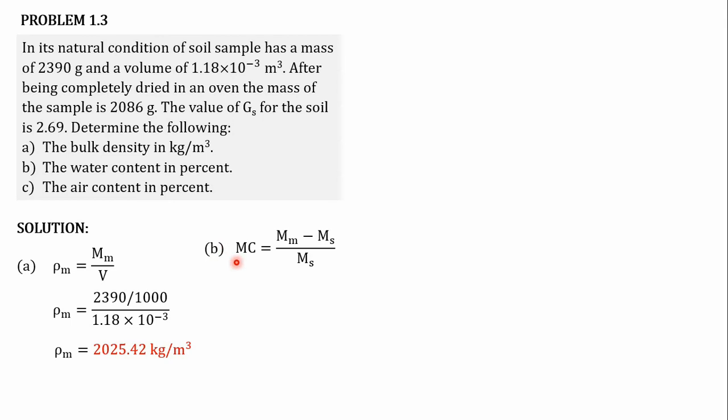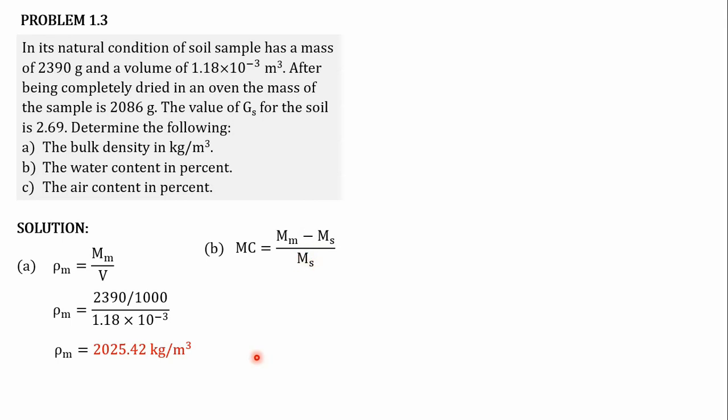Okay, so moisture content is equal to mass ng moist minus mass ng solids divided by mass ng solids. Tapos ko nang i-explain kung anong formula ito. Sa previous problem na-explain ko na to. So moisture content is equal to mass ng moist minus mass ng solids over mass ng solids. This represents the mass of water divided by the mass of solids.